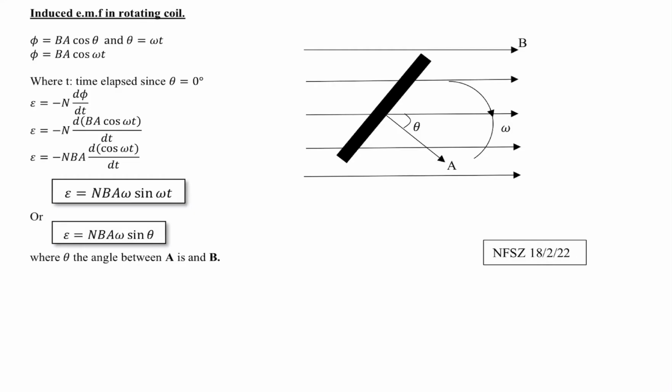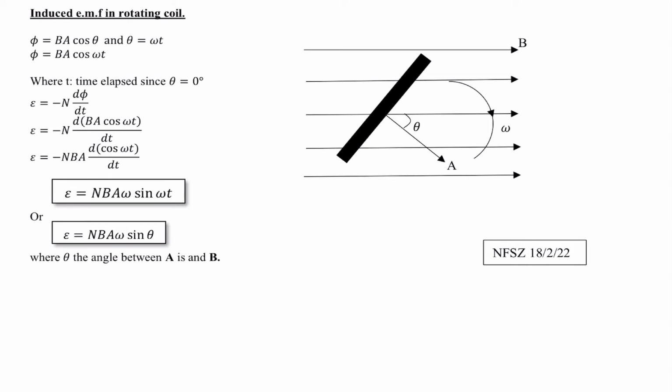Hi guys, so we're still in 5.2 induced EMF, but now we're focusing on induced EMF in a rotating coil. So what does this mean by rotating coil? It means that the angle theta between A and B will keep changing with the motion of the coil, which is omega. Okay, so first of all, we derive the equation.